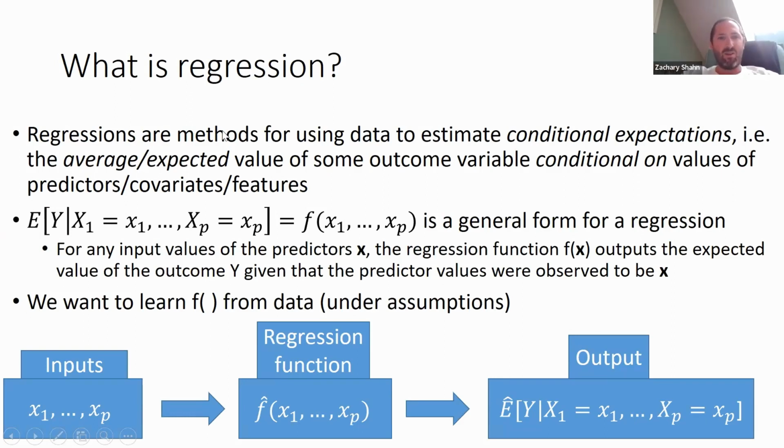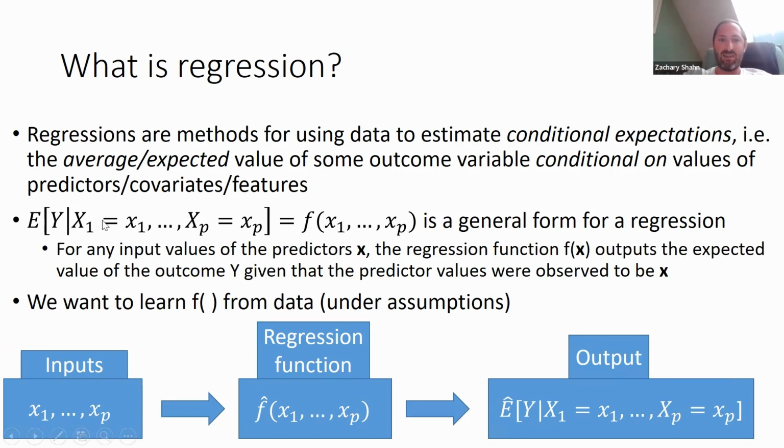Okay, so what is a regression? Regressions are methods to use data to try to estimate conditional expectations. So what's a conditional expectation? It's what you expect the value of an outcome to be, given that you've observed, or conditional on observing, certain values of predictors or covariates or features, all different names for the same thing.